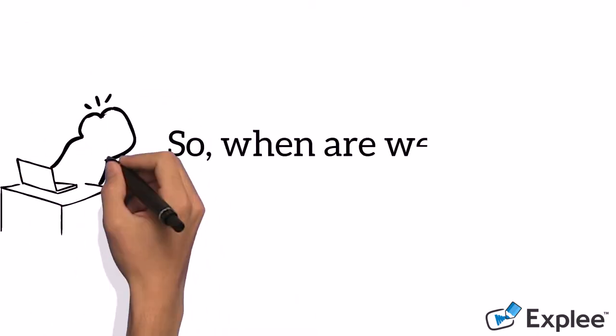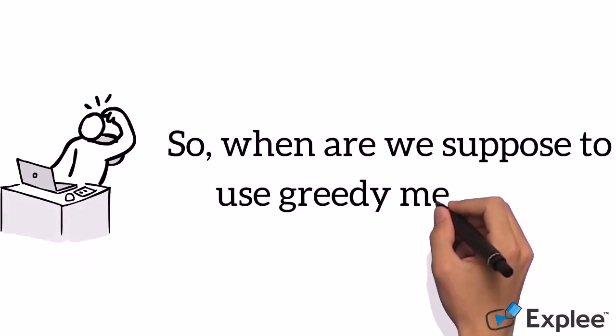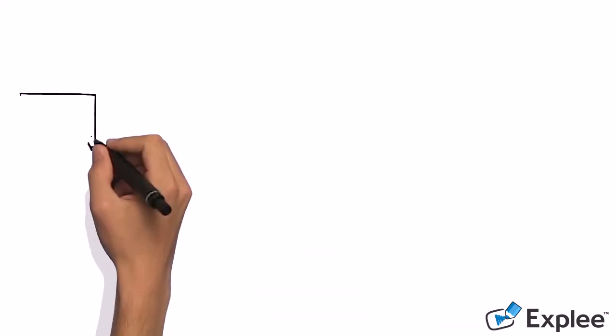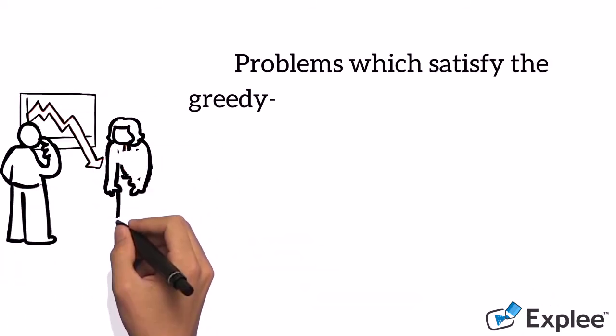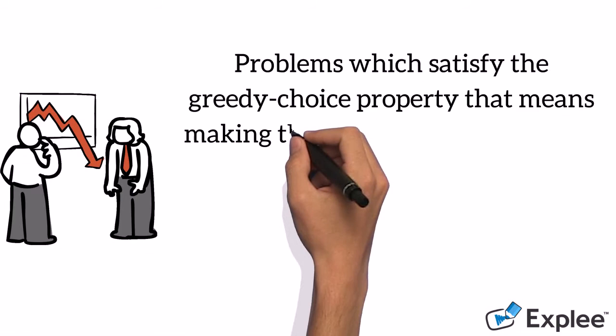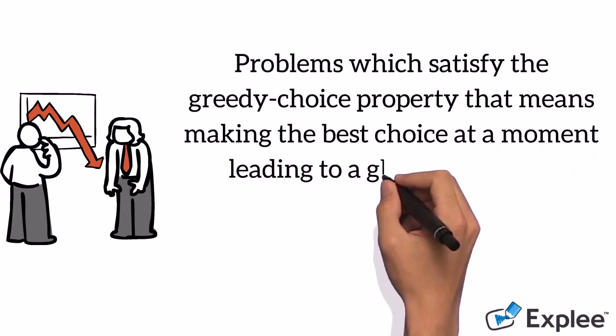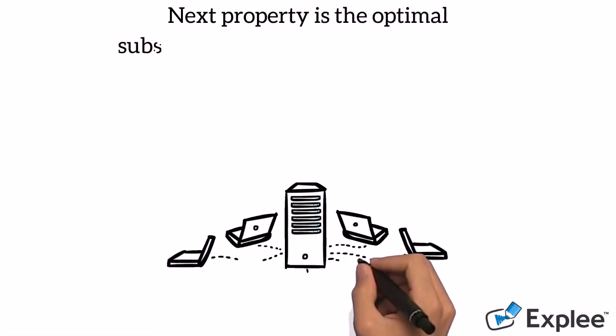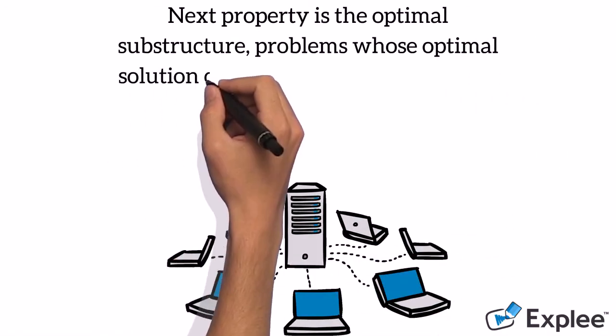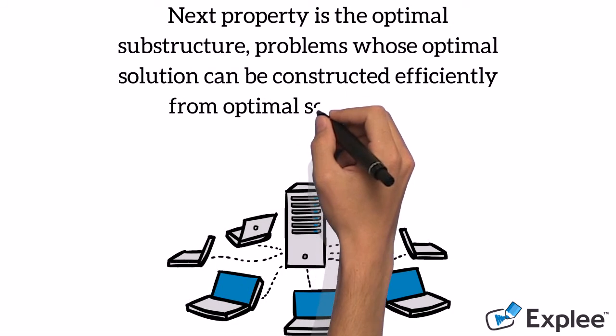So, when are we supposed to use greedy methods? Problems which satisfy the greedy choice property, that means making the best choice at a moment leading to a global optimum. The next property is optimal substructure: problems whose optimal solution can be constructed from optimal solutions of its subproblems.